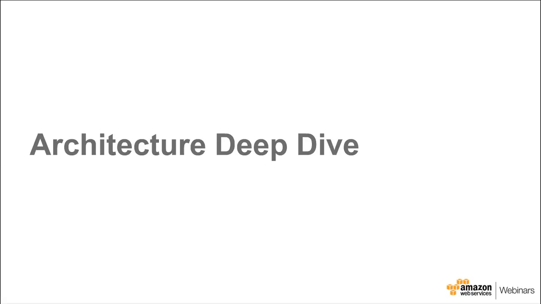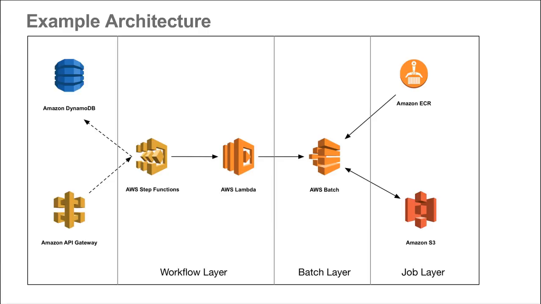And with those two concepts in mind, now that we have Step Functions that can orchestrate workflows and AWS Batch, which can execute batch tasks at scale, let's take a look at how they interact together and really put this architecture together. So going back to this, you have three fundamental layers. You have the job layer, which you can think of as individual Docker containers that execute a unit of work. They have a set of inputs, they do a process, and they produce a set of outputs.